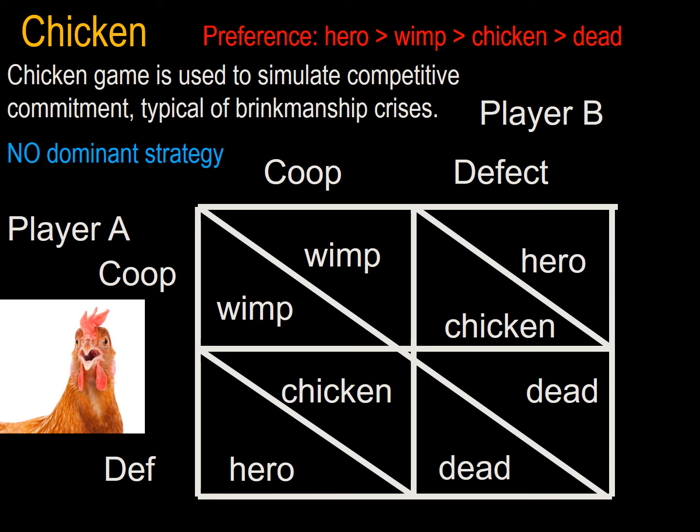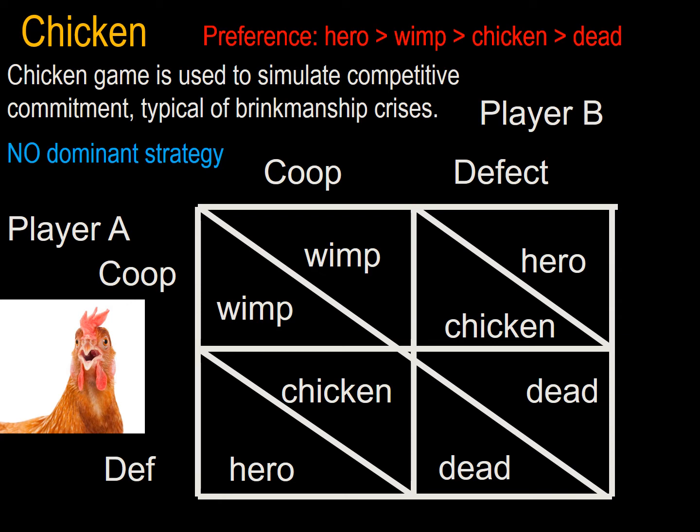Now player B has the same payoff dilemma. Player B has two strategies, cooperation and defection. If we were to compare the choices using player A's cooperation row, we would see the choice between hero and wimp. And player B would always choose hero over wimp. In the next row, player A's defection row, player B has a choice between chicken and dead. And player B will always choose chicken over dead.